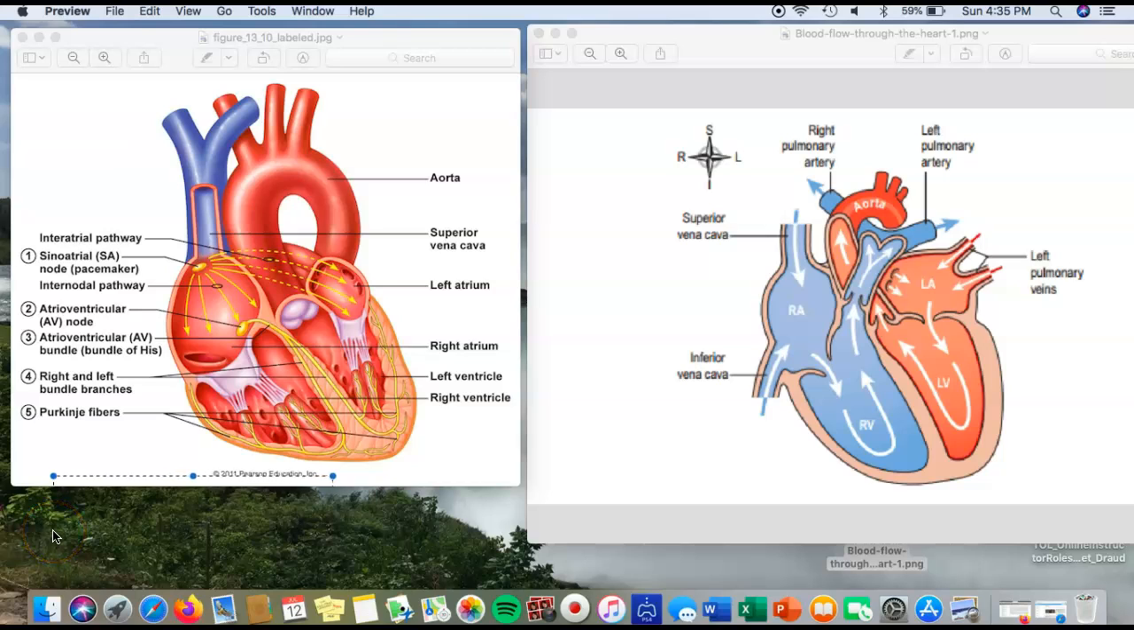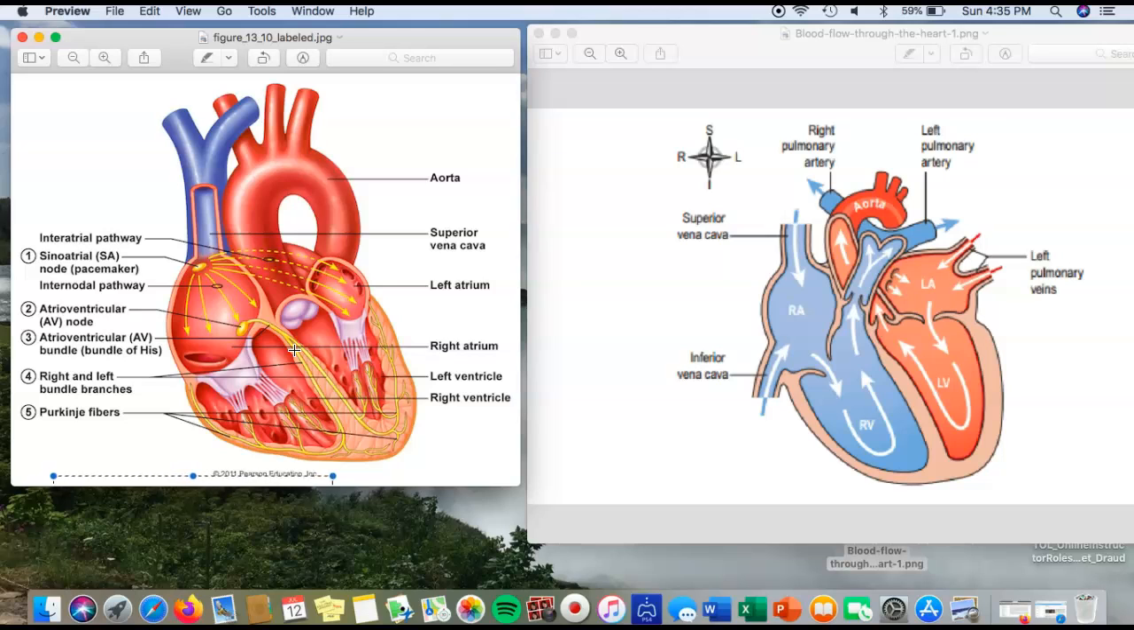How's it going, everyone? So I thought I would walk through with you two related topics, but also two topics that have different terminologies at the same time. So first, let's start with this figure on the left, and it's talking about the electrical pathways through the heart.